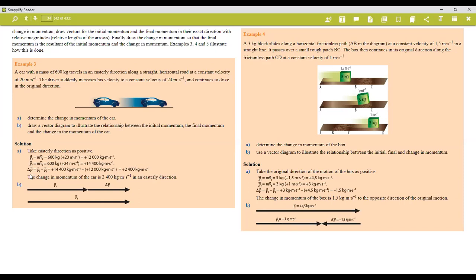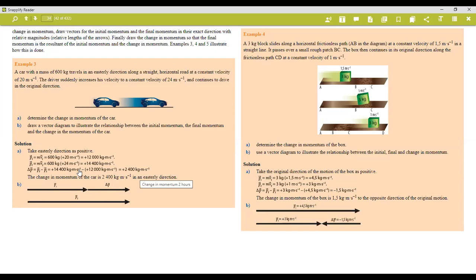So our change in momentum is going to be equal to the final momentum minus the initial momentum, and that's going to be 14,400 minus 12,000, and that's going to give us a positive 2,400. Remember what we spoke about, guys, that when they're moving in the same direction, the change in momentum becomes less.